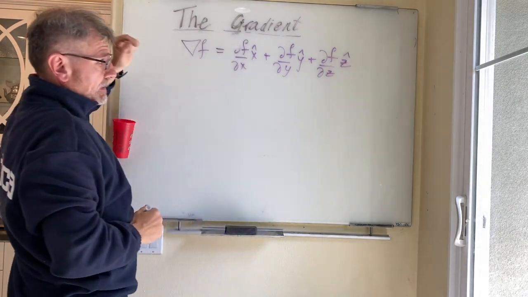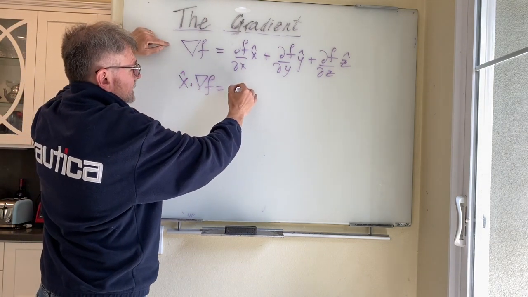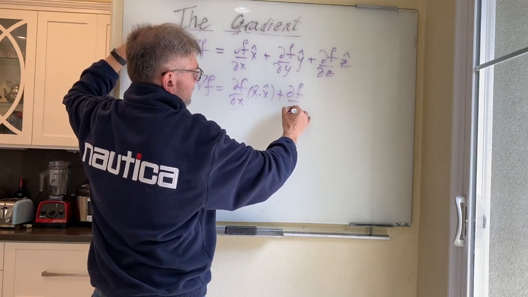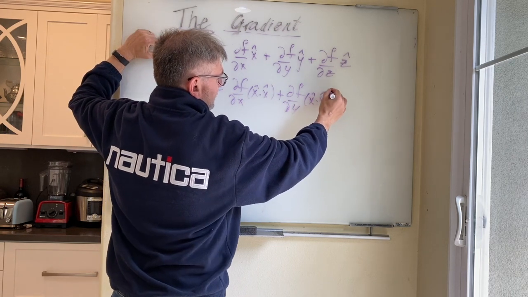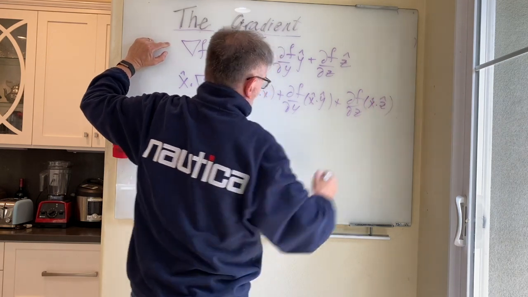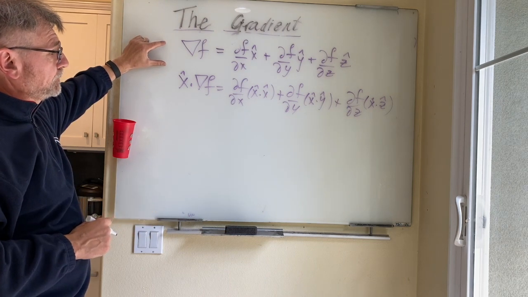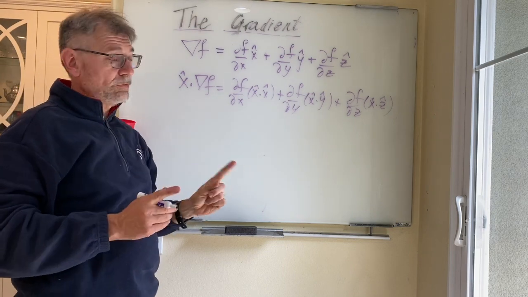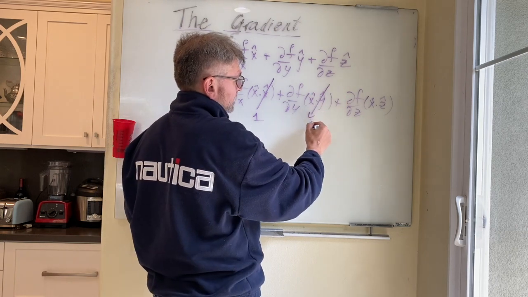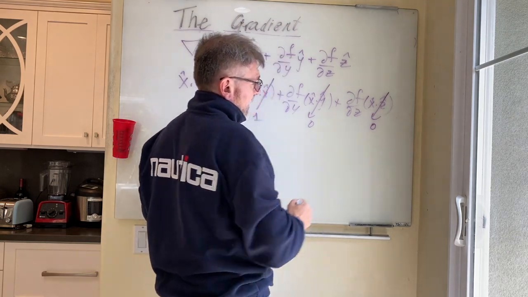And so if I take x hat dotted with grad f, what I get is df dx x hat dotted with x hat plus df dy x hat dotted with y hat plus df dz x hat dotted with z hat. And because x, y, and z are orthogonal coordinates, the unit vectors are all orthonormal, so x hat dot x hat is just 1. x hat dot y hat will be 0, right? x hat and y hat are perpendicular vectors, so their dot product is 0. And same thing over here, x hat and z hat is 0.